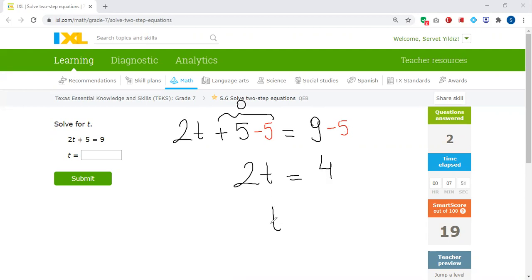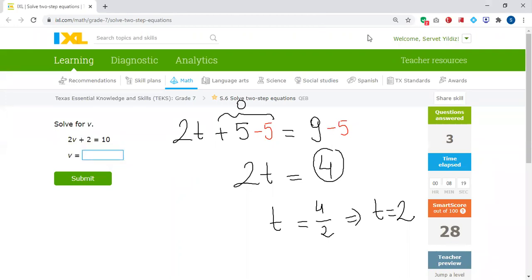And then I have to divide both sides by 2 to get the value of t. Okay, I'm dividing this number by the coefficient of this expression. So 4 divided by 2, that means t is equal to 2. T is equal to 2 will be the answer to this equation. So let's write t is equal to 2.